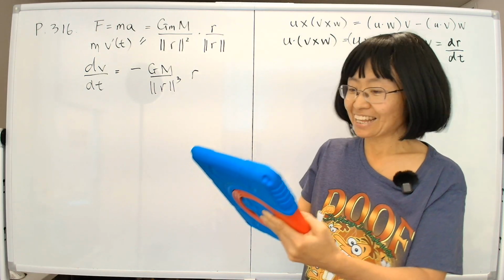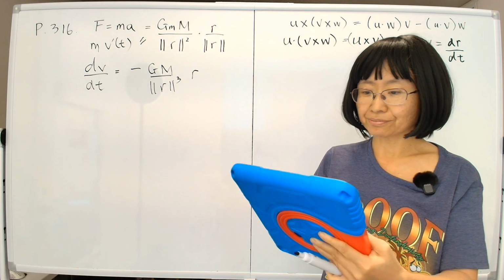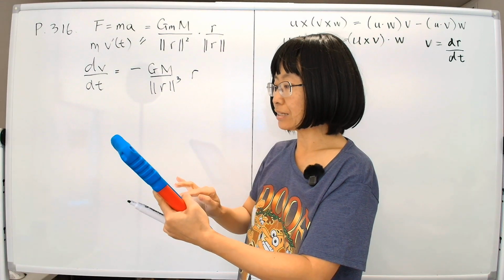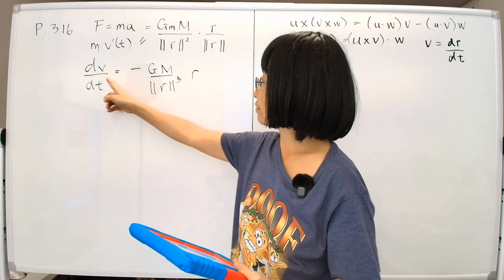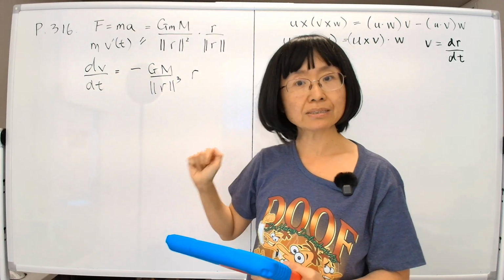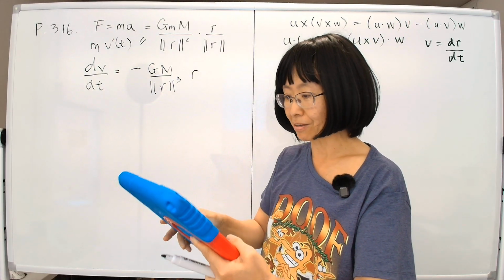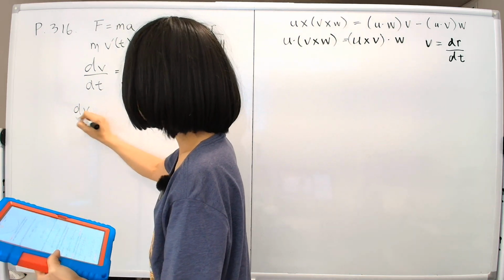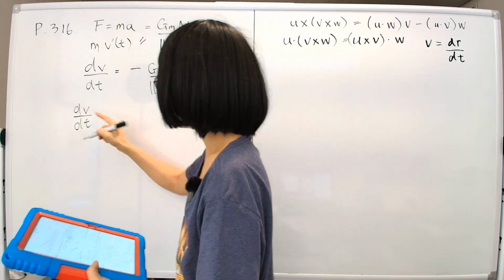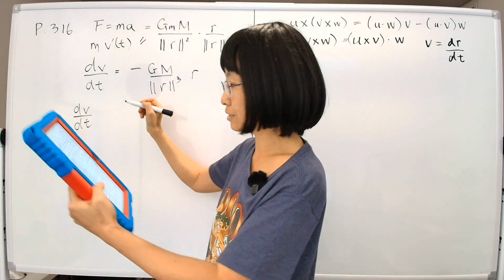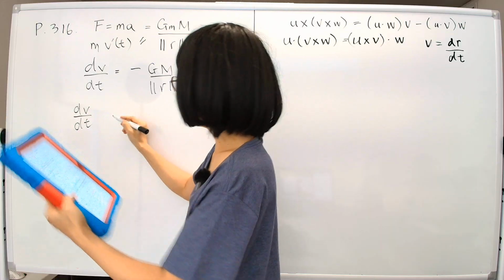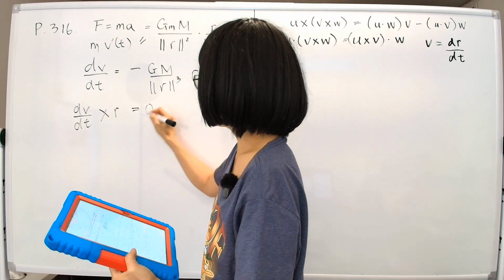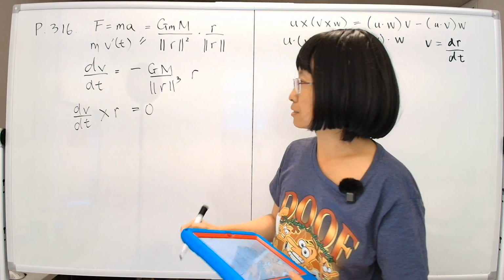So far so good. Next, we are going to see that because dv by dt and r are equal, as you can see, dv by dt is some constant times r. That means they are in the same direction. They're parallel. And therefore, the next step is we know that dv by dt, which is a vector, everything in here is vectors, even though I don't put a vector sign on them because that's too much work. dv by dt cross r has to be equal to 0.